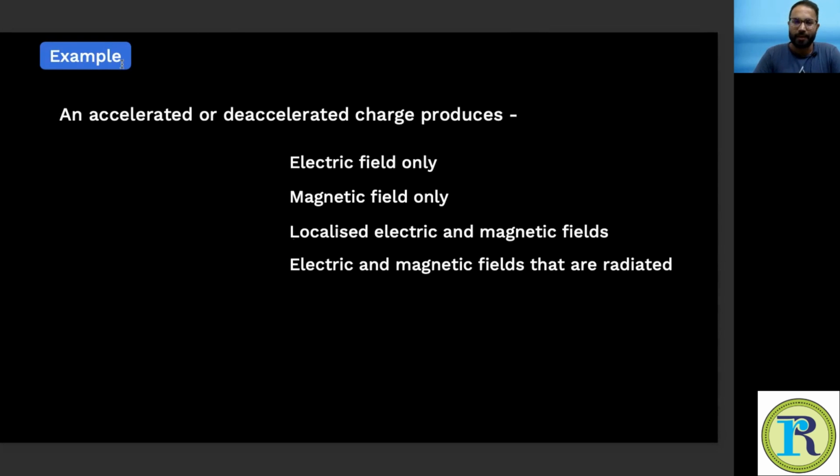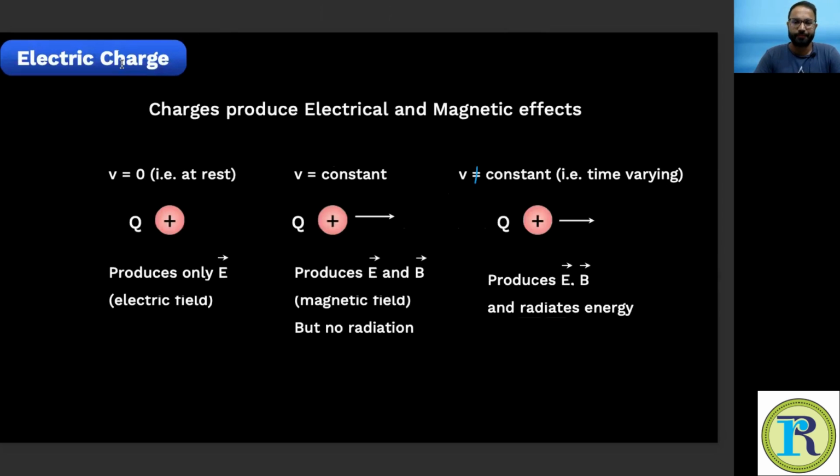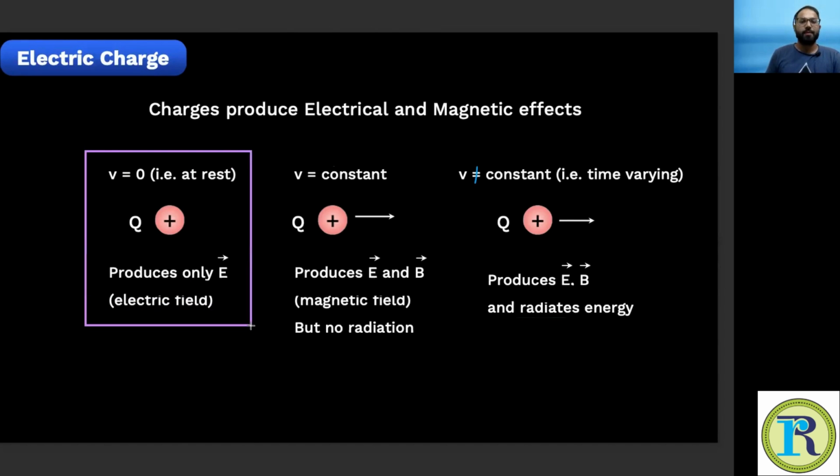So far, is there any doubt, any confusion? Now we can summarize all these three points in a pictorial method. First, when the charge is at rest, that is, velocity is 0. So these are the three points.